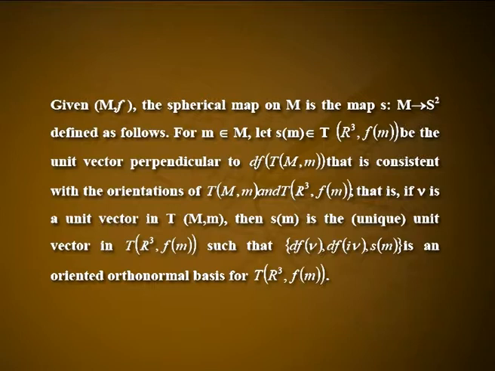Definition: given (M, f), the spherical map on M is the map S from M to S2 defined as follows. For m an element of M, let S(m) be an element of T R3 at f(m), the unit vector perpendicular to df of T_m M, that is consistent with the orientations of T_m M and T R3 at f(m). That is, if v is a unit vector in T_m M, then S(m) is the unique unit vector in T R3 at f(m) such that df v, df iv, S(m) is an oriented orthonormal basis for T R3 at f(m).